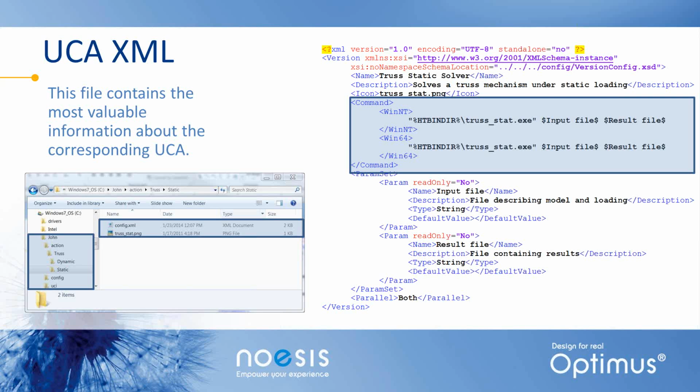Of course, you can also specify the command for Linux, for example. So in one single XML file, you can specify the UCA for any type of operating system that you have. And this is done only once.